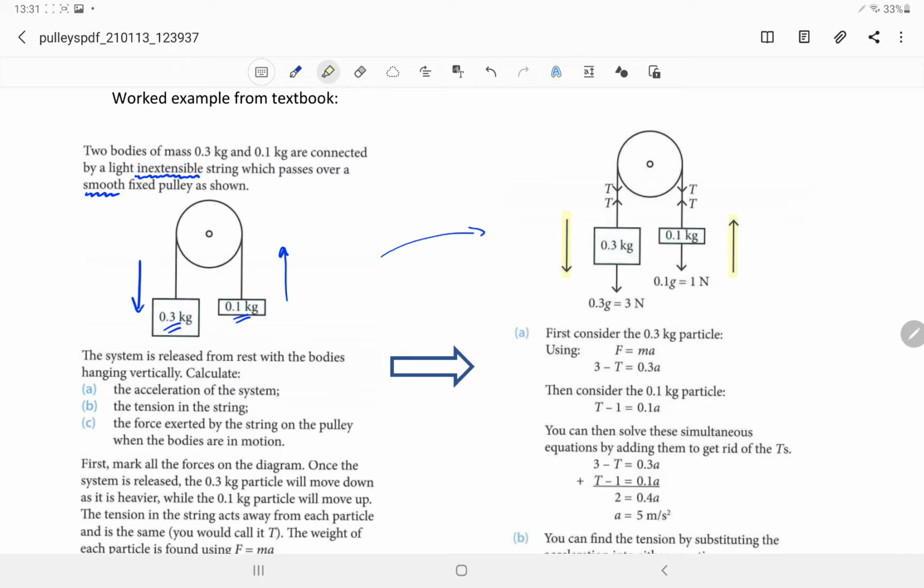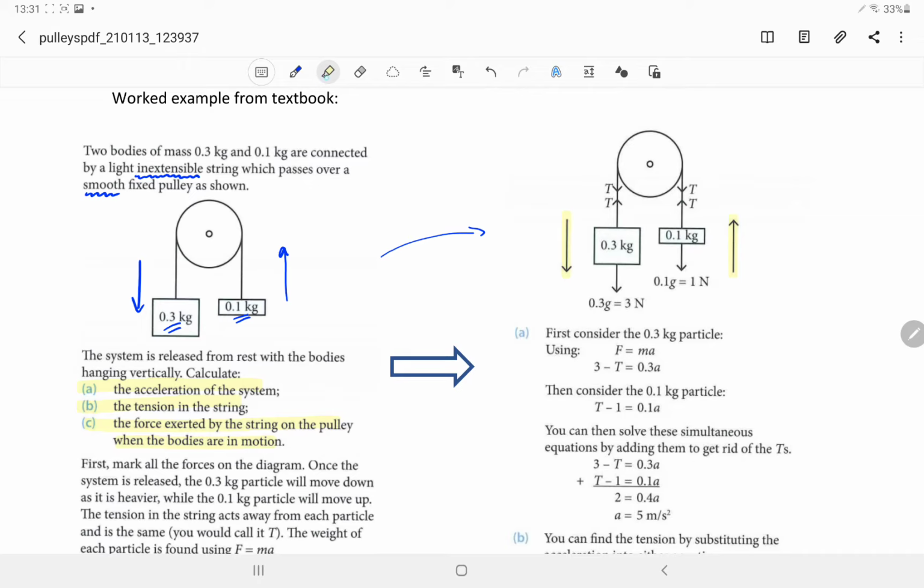Now for all the questions in the exercise that I'm going to get you to do, we'll have 3 parts, A, B, C, and they're all the same questions. We're looking for the acceleration of the system, we're looking for the tension in the string, and we're looking for the force exerted by the string on the pulley when the bodies are in motion.